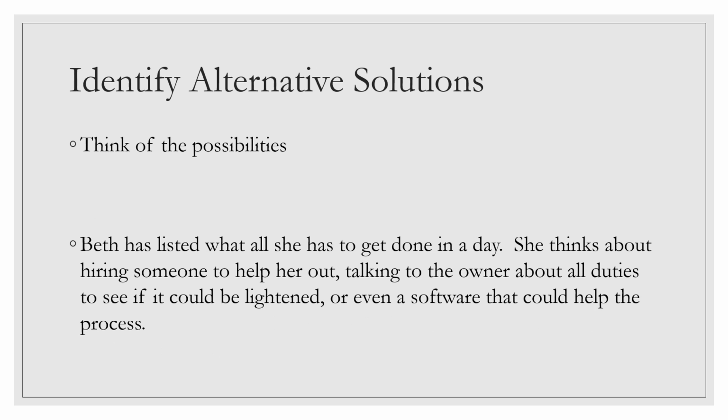Second step is identifying alternative solutions. Think about the possibilities. Beth has listed all that she gets done in a day. She thinks about hiring someone to help her out, talking to the owner about the duties to see if it could be lightened, or even software that could help the process.